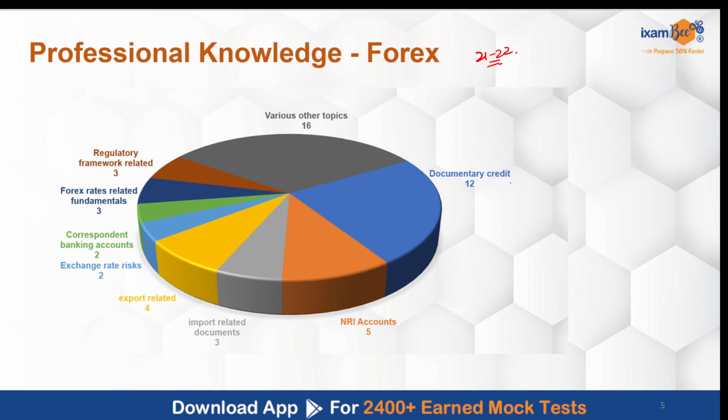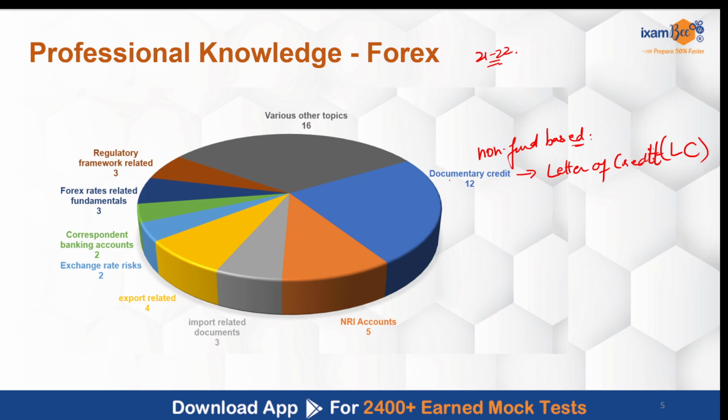The highest weightage was with the topic documentary credit. This is a very important topic. It is also most commonly known as letter of credit or LC. This is a very important non-fund based credit being given by banks and is very important when you are an importer in the country. So this had highest weightage.